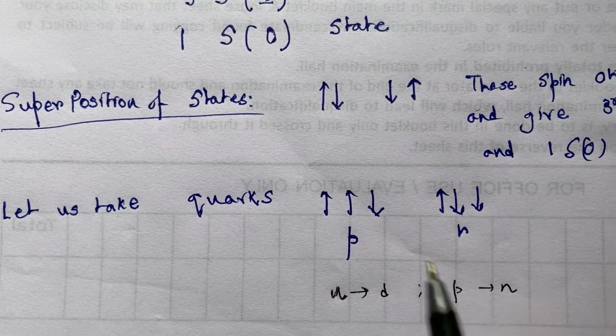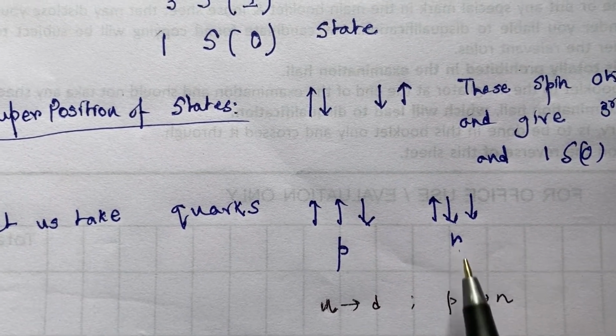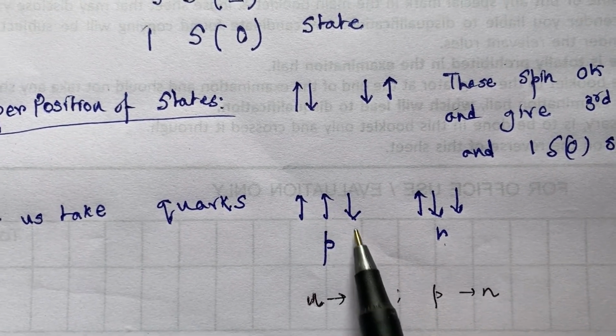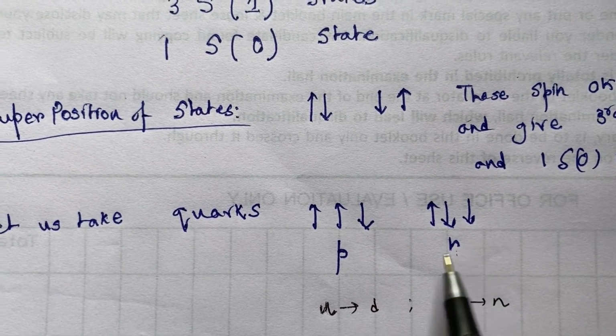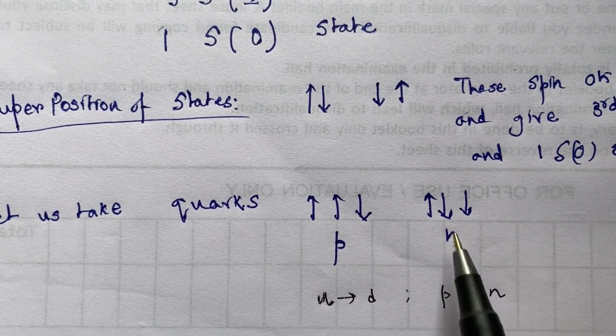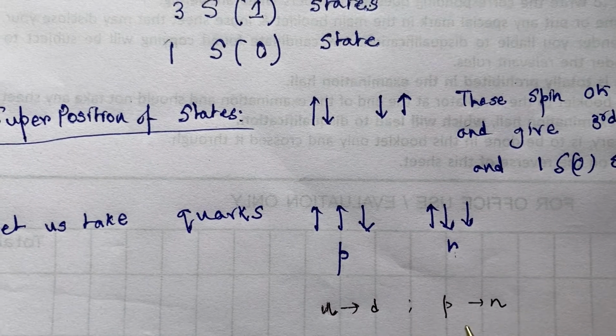Let us take a closer look into the quarks. We know that protons and neutrons are made of 3 quarks. Proton has 2 up quarks and 1 down quark. Protons and neutrons are not fundamental particles. Electron is a fundamental particle because it does not have any composite structure.